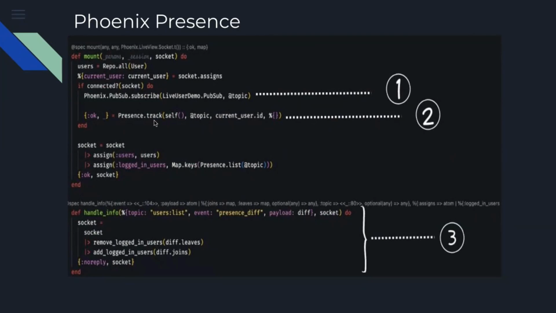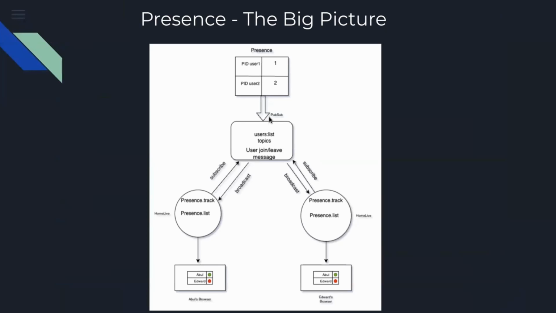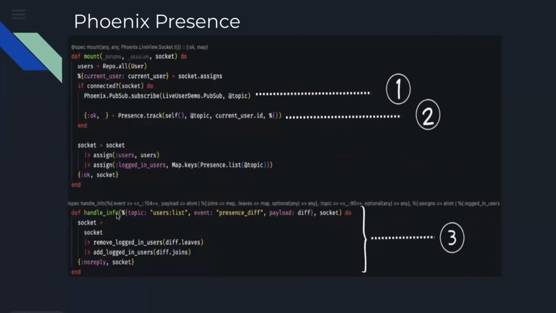But again, as soon as we pass this Presence.track or some logged in or logged out event happens, like I said, whenever Phoenix PubSub gets diffs that a user has logged out or logged in, it notifies all those subscribers. It broadcasts the data, and how is it handled? It is handled using this handle_info function, which has a signature of the topic, users colon list. Anything that happens in this topic, handle_info is going to catch that difference of data, and the event is presence_diff, and the payload is diff.